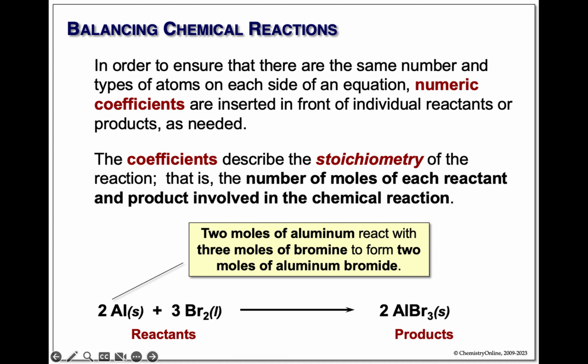The coefficients describe what we'll call the stoichiometry of the reaction. It's a wonderful word. You can tell people, yes, we talked about stoichiometry. They'll be impressed. Basically, though, it's just the numbers. We can interpret the stoichiometry in terms of numbers of moles. So we say 2 moles of aluminum, 3 moles of bromine, 2 moles of product.